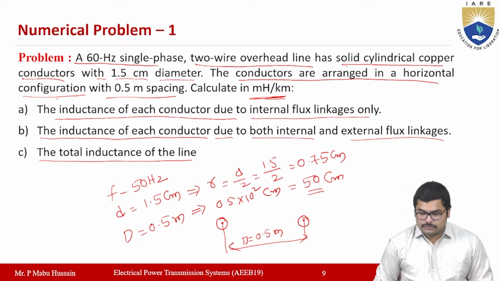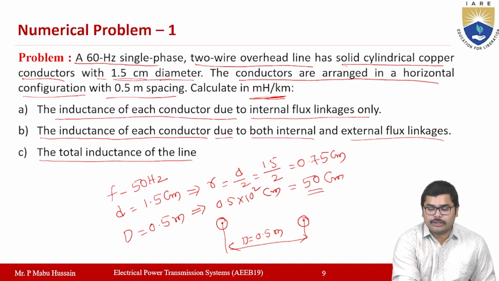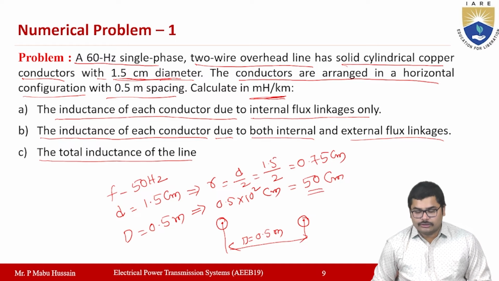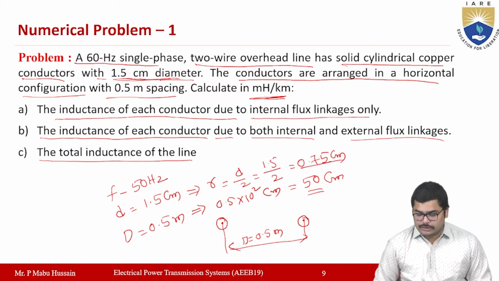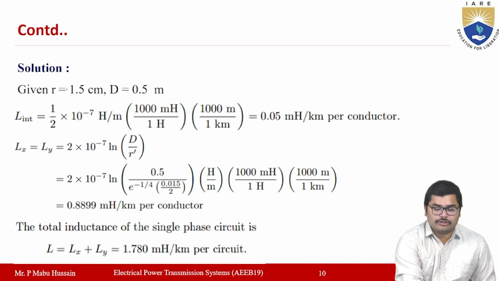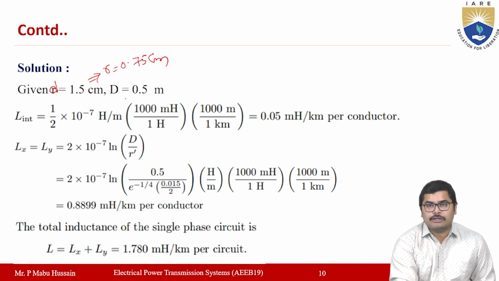So let us solve this. Given here the diameter is 1.5 centimeter. So the radius will be 0.75 centimeters, right? Here it is wrongly mentioned, it is D actually. So D is equal to 1.5 centimeter. From this you calculated the r, which is 0.75 centimeter. And capital D, the spacing between the conductors, is given as 0.5 meters. If you convert this into centimeters you will get 50 centimeters.